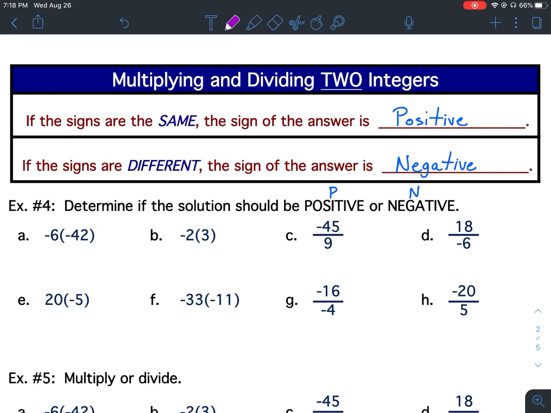So for A, we've got a -6 and a -42. The signs are the same, so that means my answer will be positive. For B, we've got a -2 and a +3. Those signs are different, so our answer will be negative. What I would like you to do is finish C through H on your own, so go ahead and pause the video to do that now.